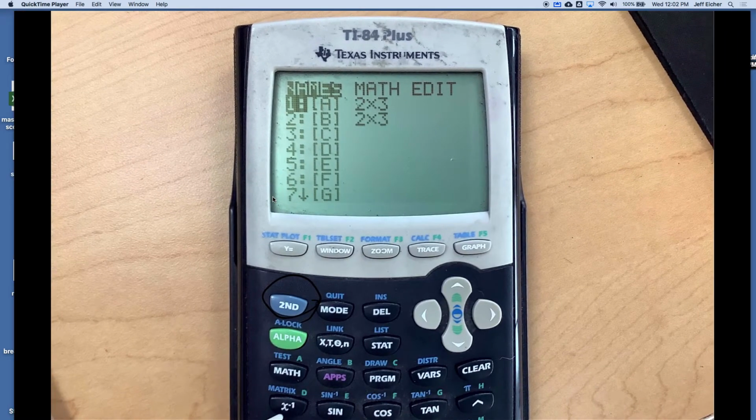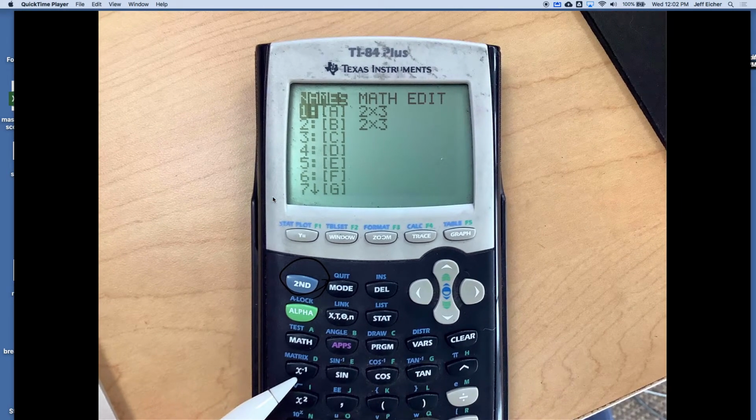If you go to this option, if you hit second, and then this button is the matrix option. And it should look something like this. You have names, math, edit, and then all these on the side, these are matrices. This is matrix notation, has little brackets around the letter. So that's matrix A, this is matrix B. Now you might not see this in your calculator, but we're going to change that soon.